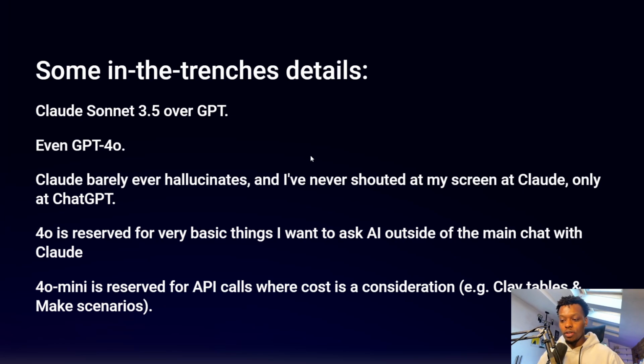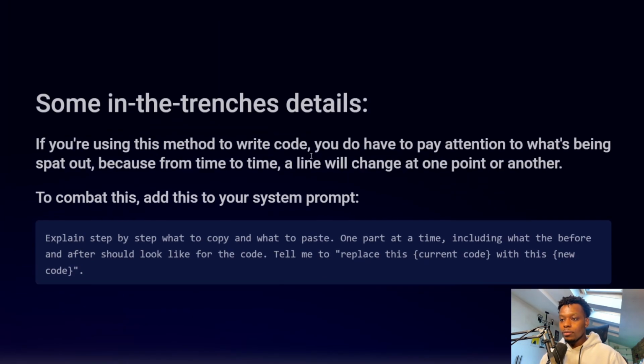And 4.0 mini is reserved for API calls where cost is a consideration and I'm doing something simple. So if I'm doing basic categorization, or I'm using Clay agent inside of Clay for cold email campaigns and things like that, I don't use Sonnet, I don't use 4.0, I don't use 0.1, I just use 4.0 mini, because you are probably going to be running a ton of API calls using 4.0. So you don't really need to be racking up the costs in that sense.